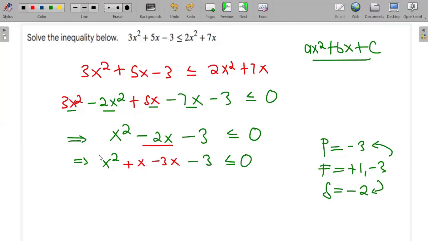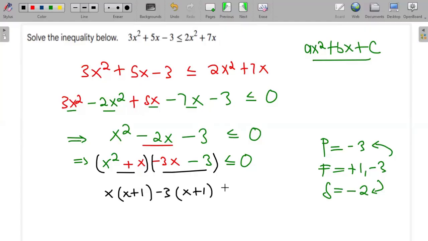So from there, I'm just going to group this like that. What is common here is x. Then what remains is x plus 1. What is common here, you can clearly see, is -3. So -3, I factorize it. I remain with x plus 1. And then this will be less than or equal to what? To 0. So x plus 1 is common, so I write it once. And then this guy here, which is outside, x and -3, I combine them like that. Then less than or equal to 0.